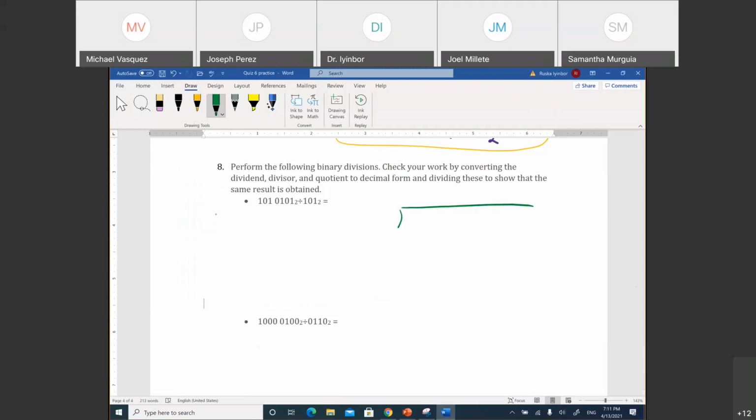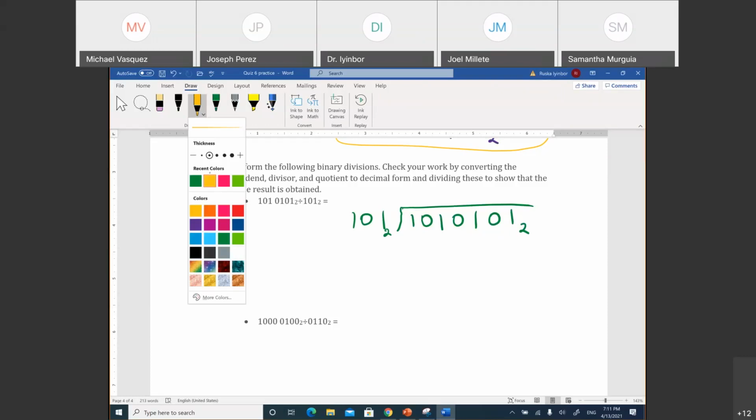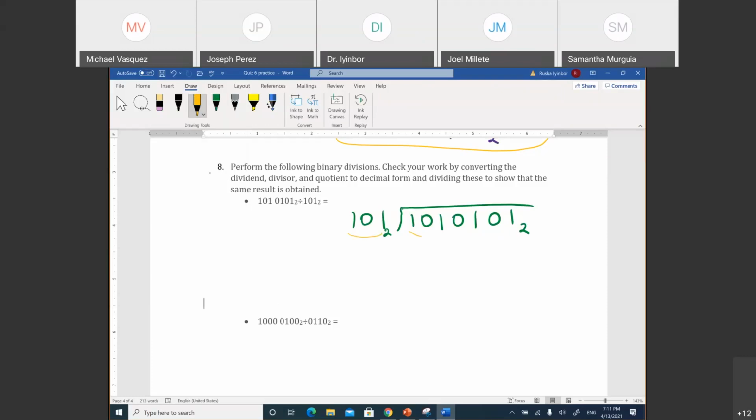And I have to put 101 here, binary. And inside, I need to put 1, 0, 1, 0, 1, 0, 1, like that. And then I'm going to start dividing. So these are 3 digits here, right? 3 digits. I'm going to look at the 3 digits inside.